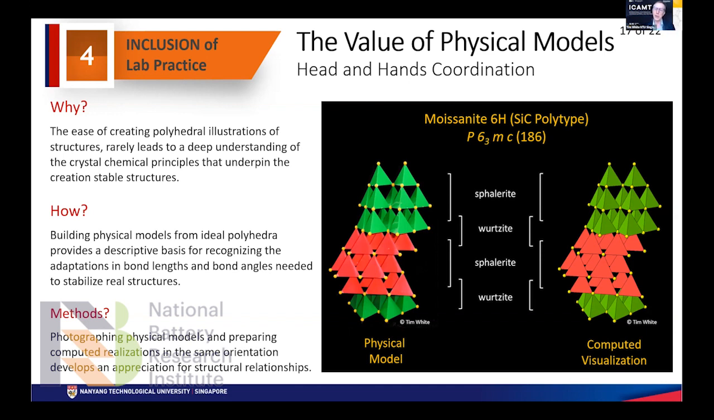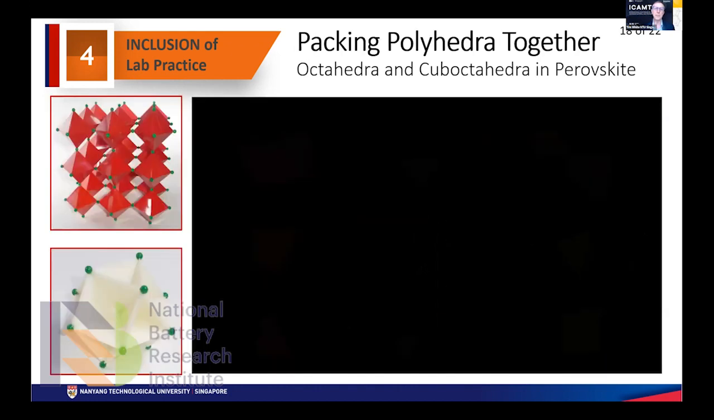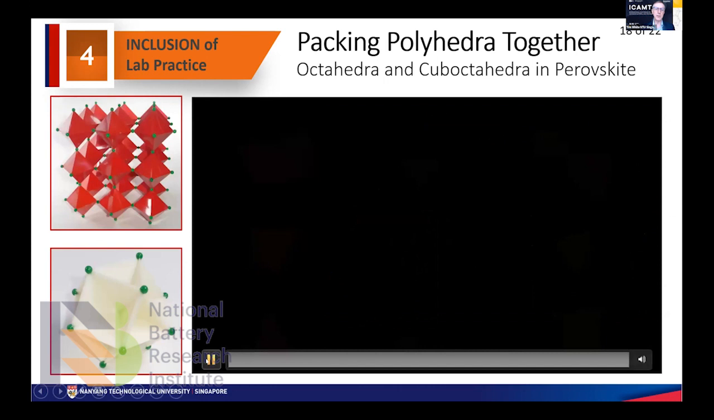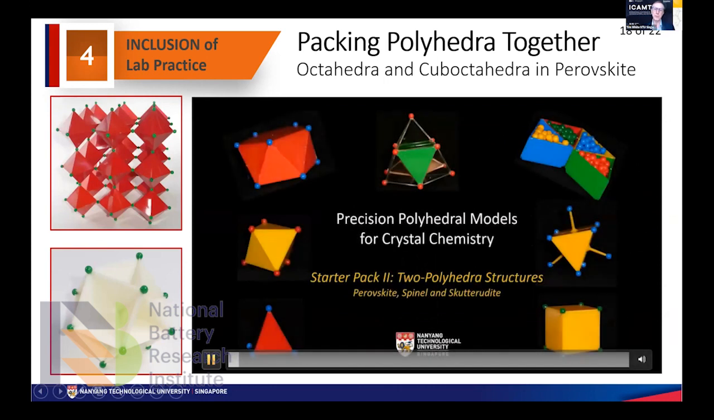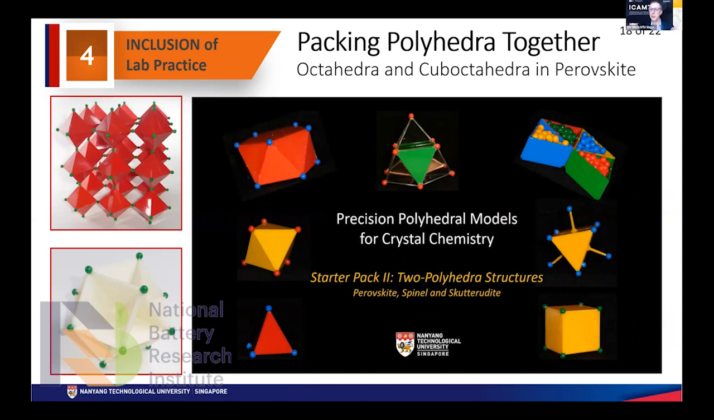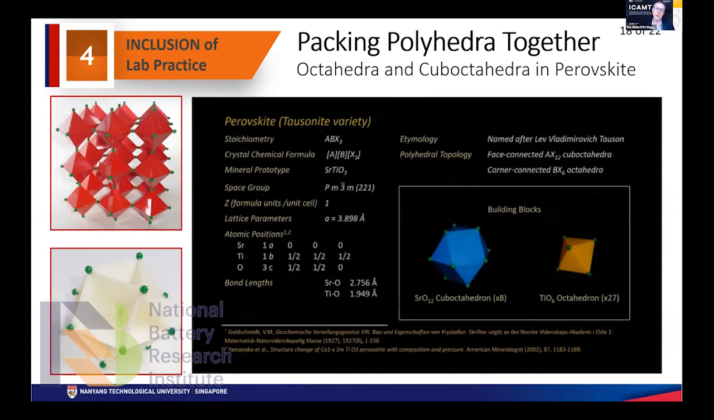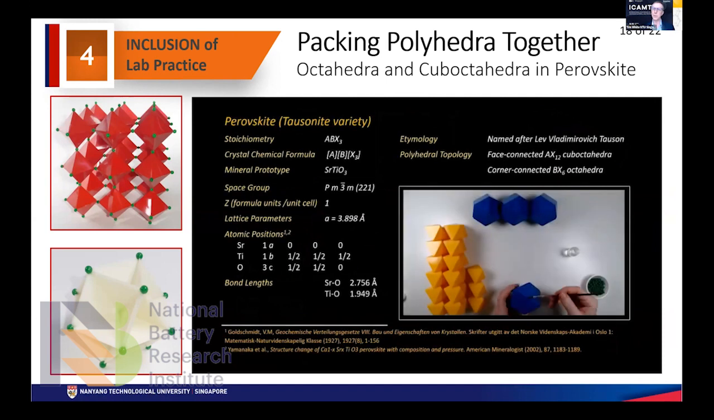So in this particular slide, I'm just showing you a calculated representation, a physical model for an intergrowth of sphalerite and wurtzite, but obviously you can do anything. So this is just a training video that we use for the students. This is looking at structures containing two types of polyhedron. I thought I'd just take the example of perovskite, which so many of us are familiar with, but your basic cubic perovskite, of course, is cuboctahedra and octahedra, and this is just showing how students can construct these.